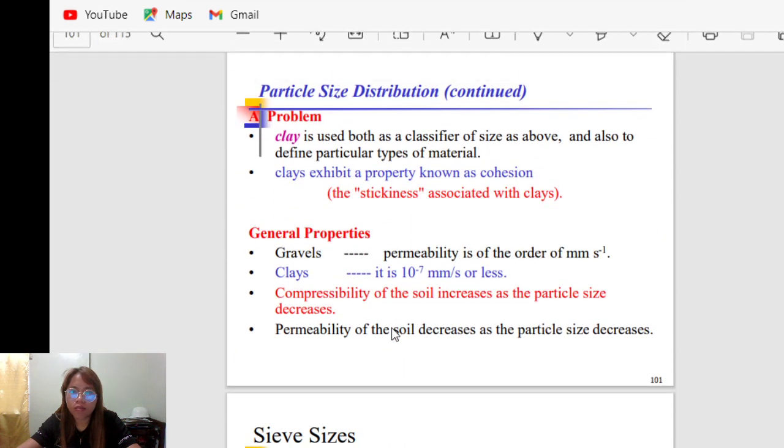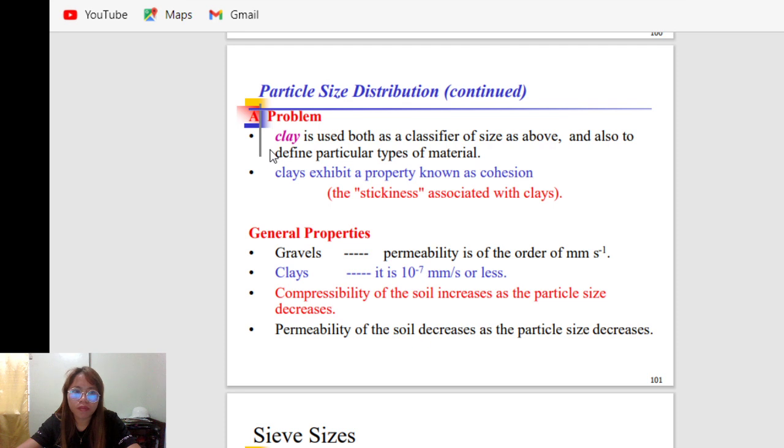So the problem is that clay is used both as a classifier of size as above and also to define particular types of material. Clays exhibit a property known as cohesion, the stickiness associated with clay. That is the problem with clay.